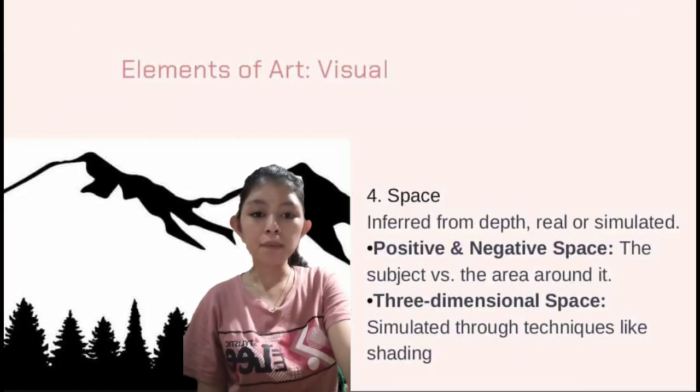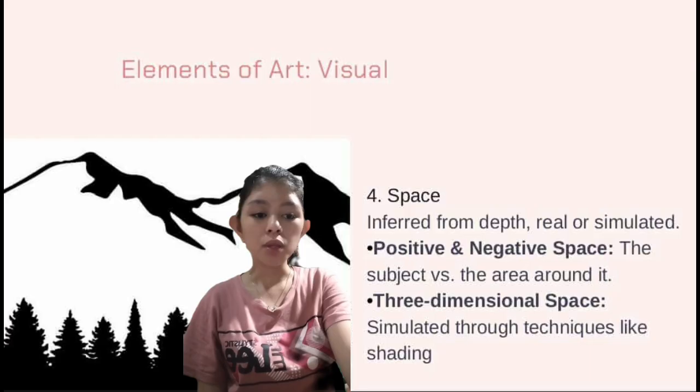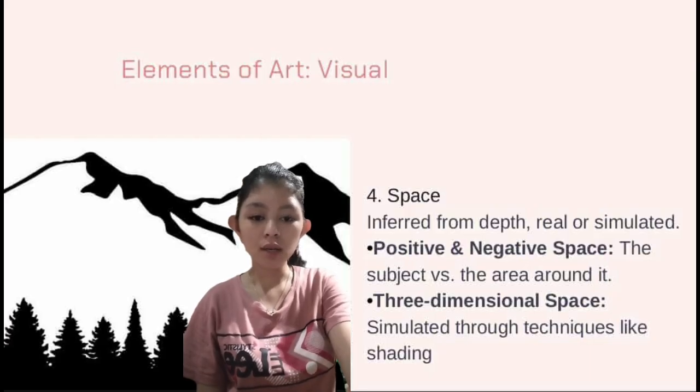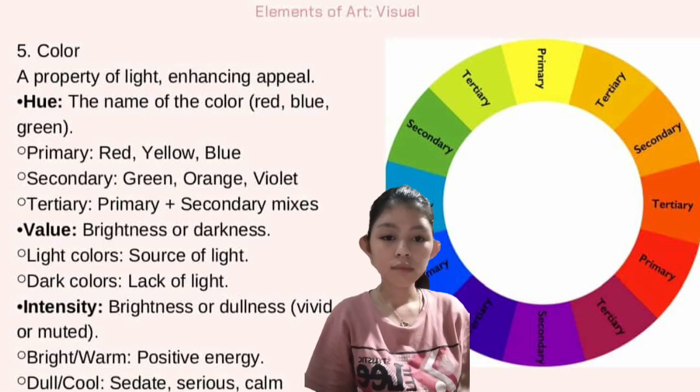Continuing with space. Space refers to the area within or between objects in a composition. Positive and negative: positive space is the main subject or object in the artwork. Negative space is the empty or background area around the subject. Three-dimensional space: although most artworks are on a two-dimensional surface, artists can create the illusion of 3D by using shading, perspective, size variation, and overlapping.